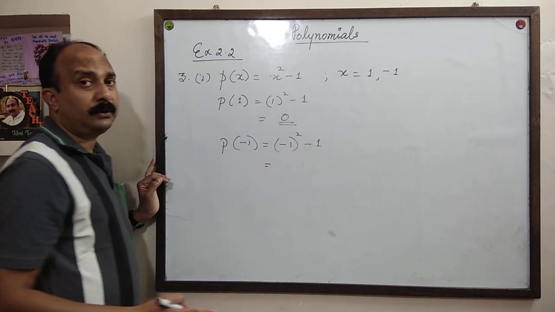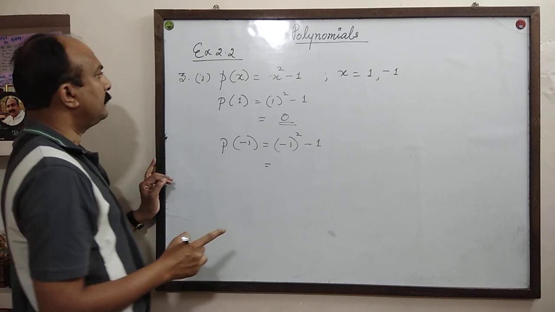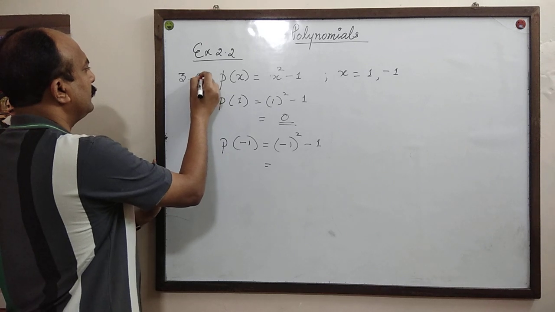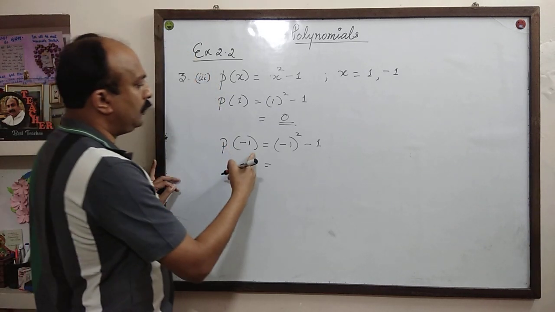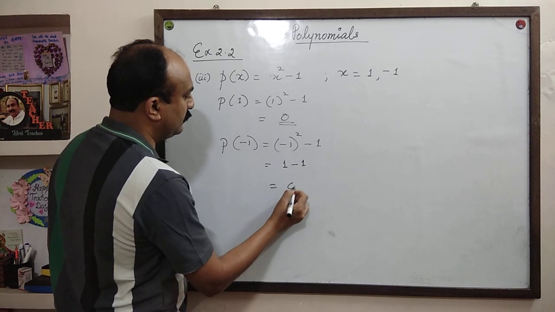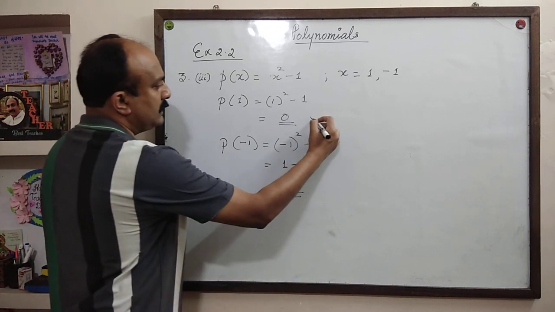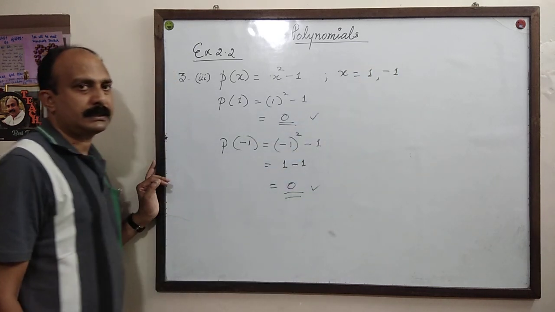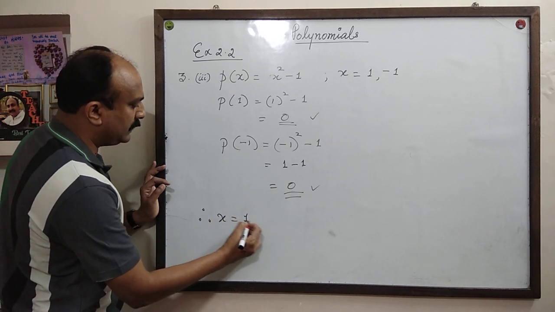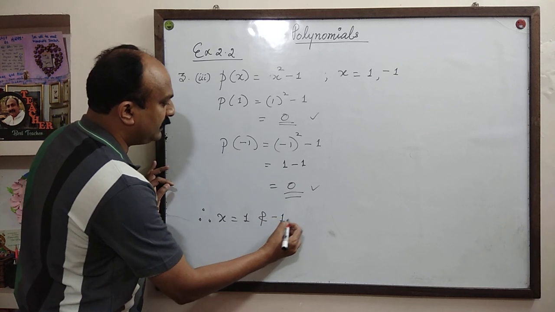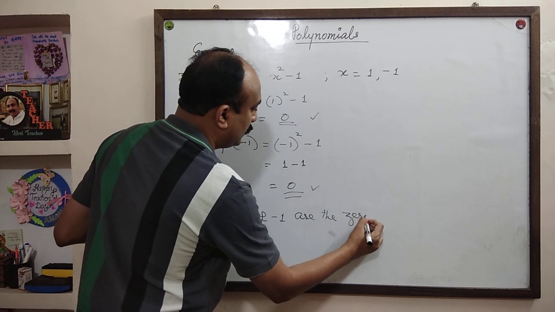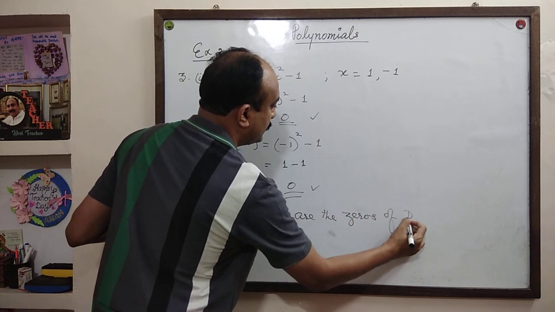What is minus 1 the whole square? Plus 1. This is question number 3. Now P of minus 1. So minus 1 the whole square is 1. 1 minus 1 is equal to 0. So we got 0 for both the values of x. So what is the final answer? Therefore, x is equal to 1 and minus 1 are the zeros of P(x).